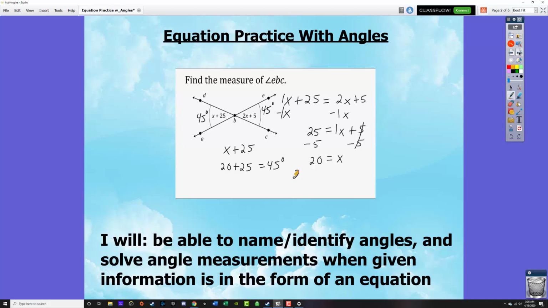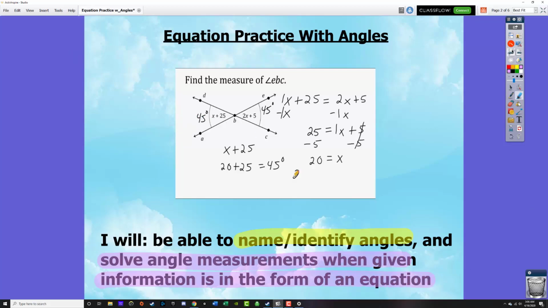The goal for today is, we're going to spend a little bit of time at the beginning. The first few slides are dedicated to naming and identifying angles, which I know some of you might know and be familiar with already, but just in case you aren't, I want to spend a little bit of time going over it. And then I want you to be able to solve angle measurements when the given information is in the form of an equation.